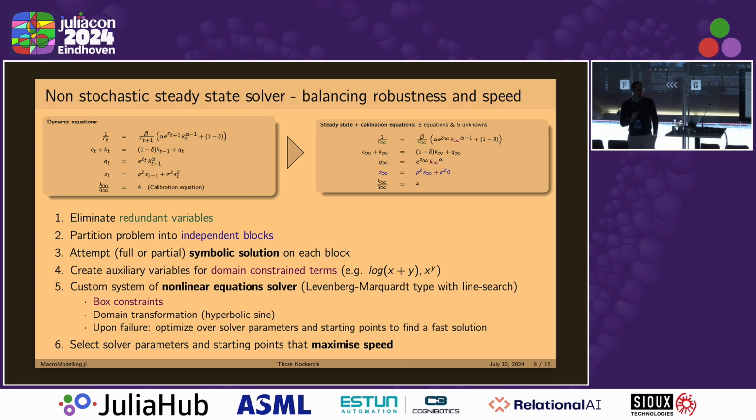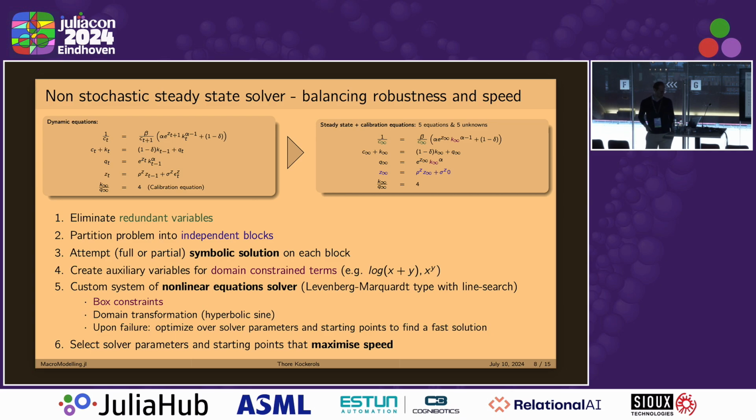Then the next part is, you have some domain constraint terms because of the way the problem is set up. If you look at k, for example, here, it's to the power of alpha. So k can only be positive. You can infer from these equations that this one is only defined on a specific domain. You can use that information, and in the background I introduce auxiliary variables, which then are domain constraints, so that the solver doesn't run into NaNs and just error out.